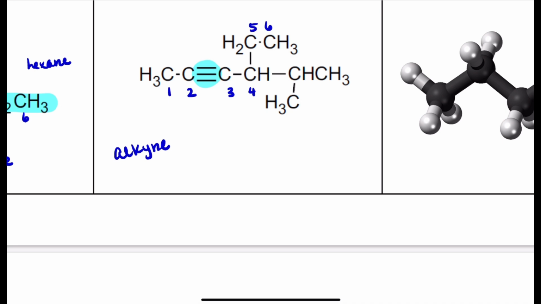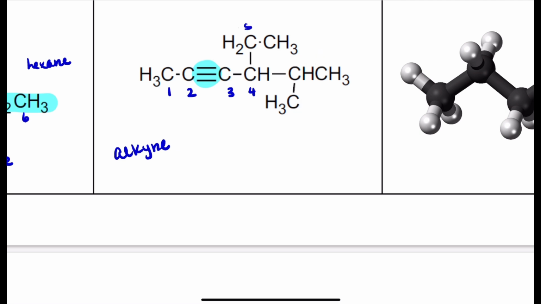Let's see, if I number it this way, I've got an isopropyl group attached. If I number it this way, I have 2 branches. We want to maximize the number of branches if we can. So this way gives me more branches, and 5 and 6. And that gives me the same branches. So I'm just going to number it like this.